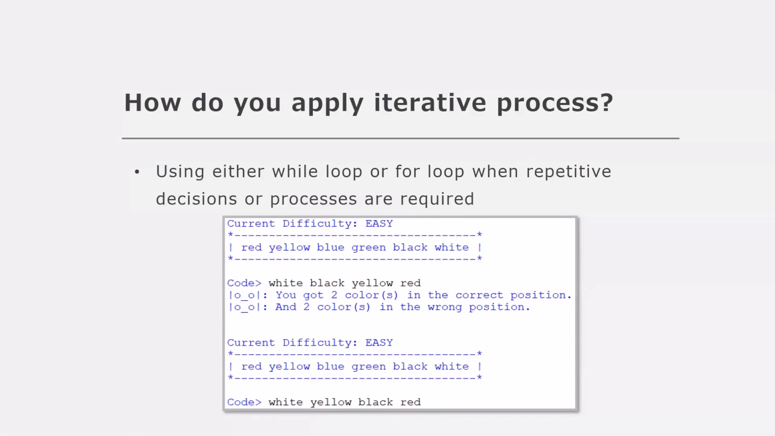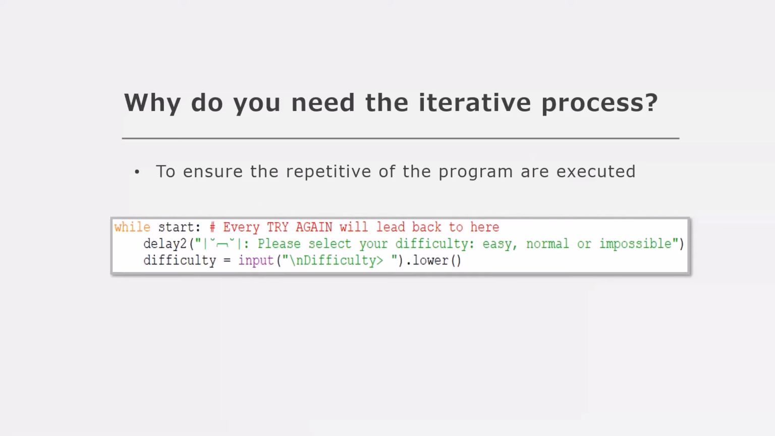How do you apply iterative process? Using a while loop or for loop, iterative processes are required when certain decisions or processes need to be repetitive. For example, the player guessing the code until it is finally correct. It is needed so that the program will run again and again until the player decides to stop.